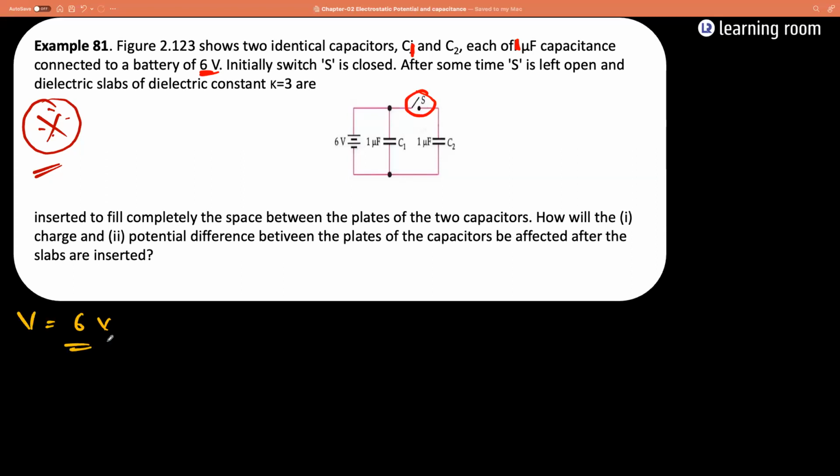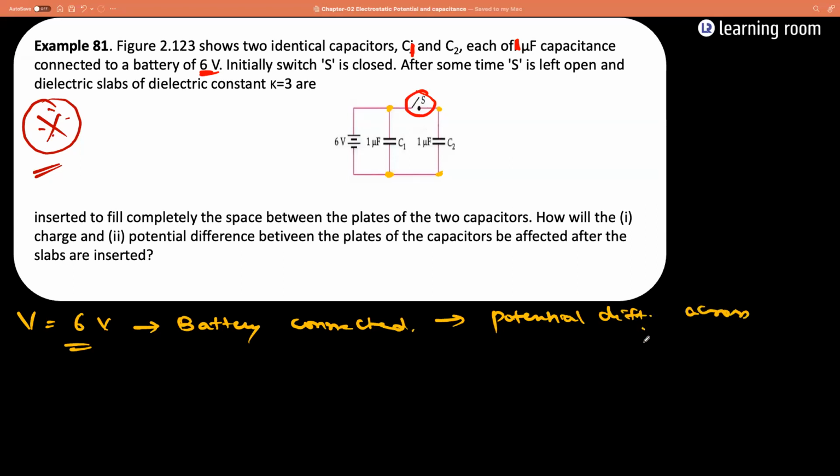Sir, when battery is connected, V0 is 6 volt, and this is also the common potential difference. Yes, battery connected, because they both are in parallel. So the same potential difference will occur across both the capacitors. So this is going to be the potential difference across both capacitors. Am I right? Yes. So what is going to be the charge on the first capacitor?